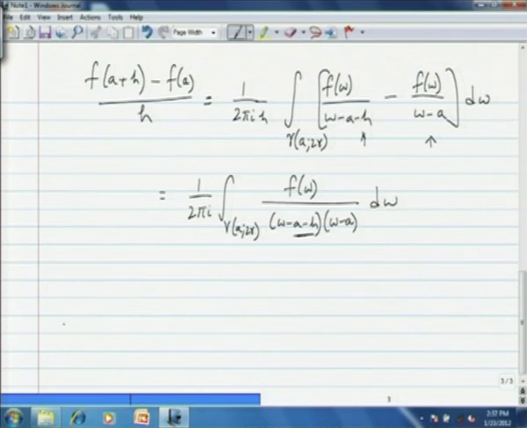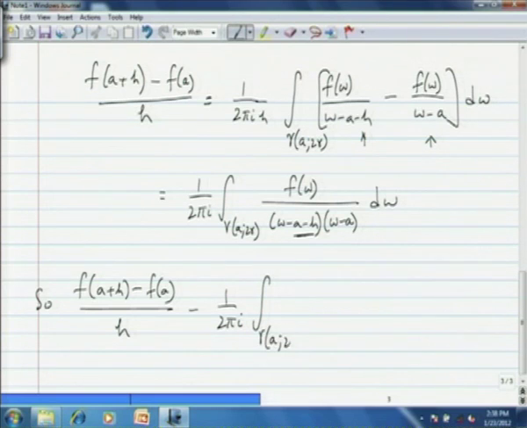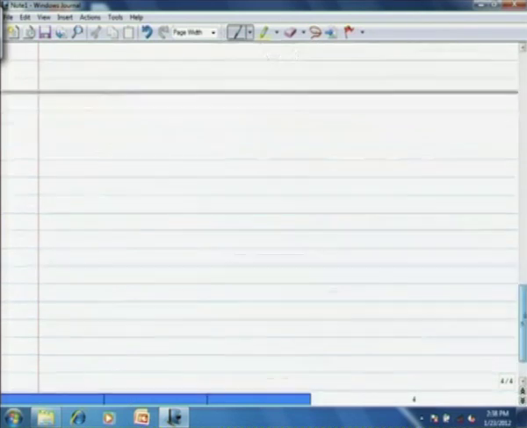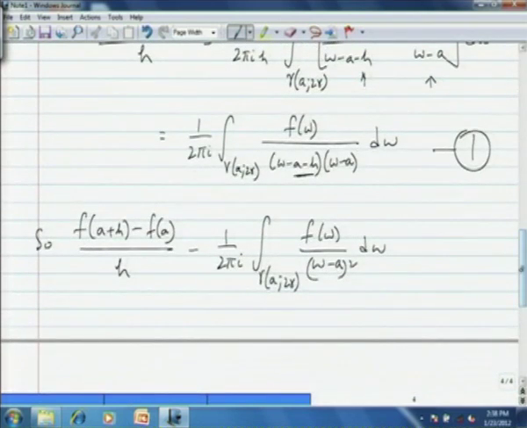So, here is what we have: (f(a+h) - f(a))/h minus 1/(2πi) times the integral over gamma_{a,r} of f(w)/(w-a) squared dw. So, we obtained this expression 1 for the quotient (f(a+h) - f(a))/h. What we are going to do is estimate the difference between this quotient and this integral here. This is different, notice, from the expression we got from 1.